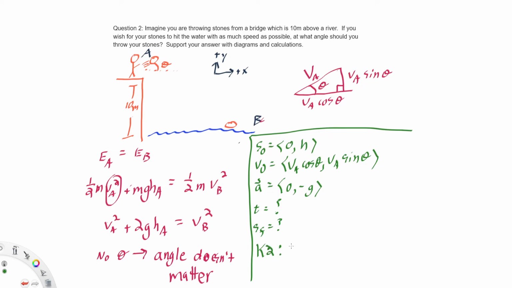we can say that the final velocity in the x direction equals the initial velocity in the x direction plus acceleration times time, but acceleration in the x direction is 0, so our x velocity doesn't change. In the y direction, we can use k3, and we can say the final velocity in the y direction equals the initial velocity in the y direction plus 2gh.